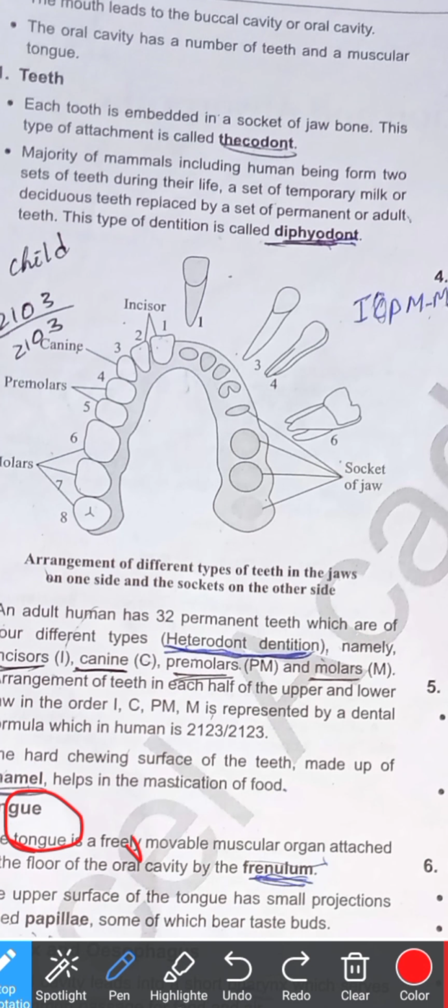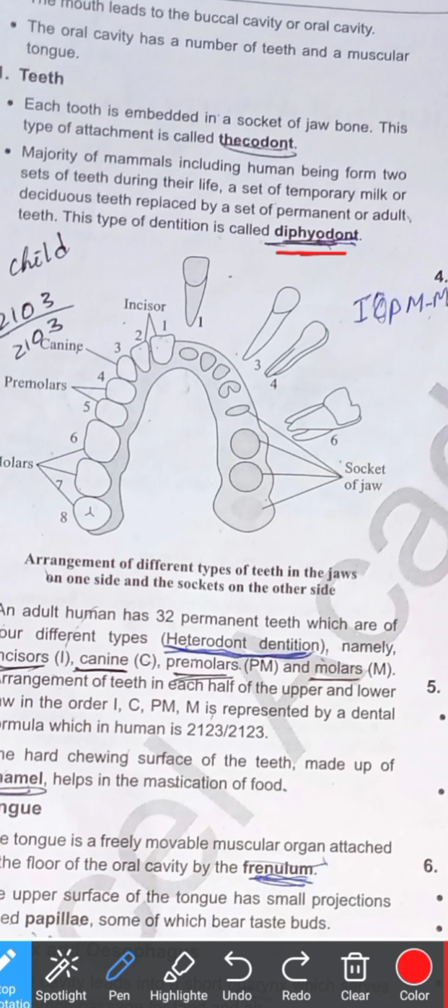Next is thecodont. What do you mean by thecodont? The teeth are embedded into the sockets of the jaw. This type of attachment is called thecodont. Next one is diphyodont. Di is nothing but two. So there are two types of dentition seen during the life cycle of a human.